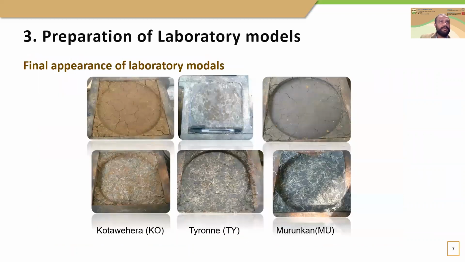Moving on to the final appearance of the laboratory models. The top row is without grass and the bottom row is with grass. The difference is that Perera has a little dark brown color, whereas the other ones are dark gray.